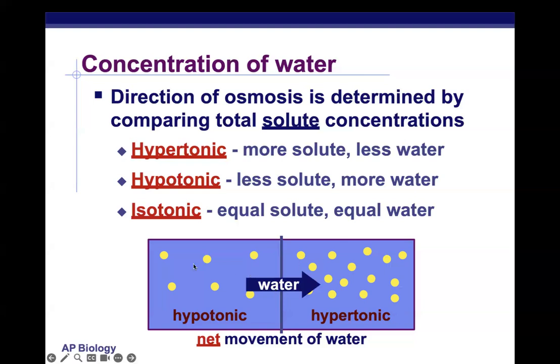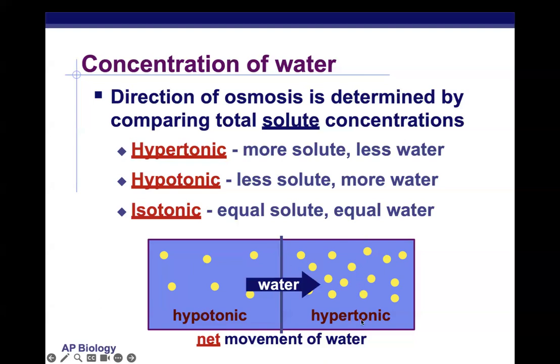If there is, like the left side, less dissolved solute, so there's more water, we call that hypotonic. So we would say this left side is hypotonic to the right side. The left side has less dissolved solute particles, so more water. We would say it's hypotonic to this right side. Now, this right side has more dissolved solute molecules, more yellow dots than the left side. So there's more solute and less water.